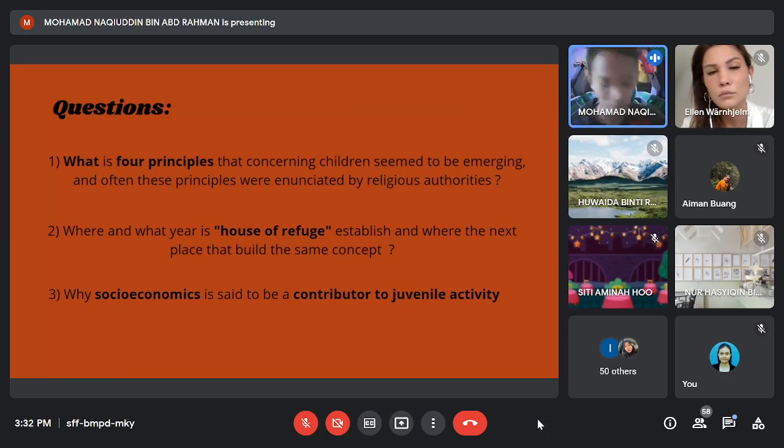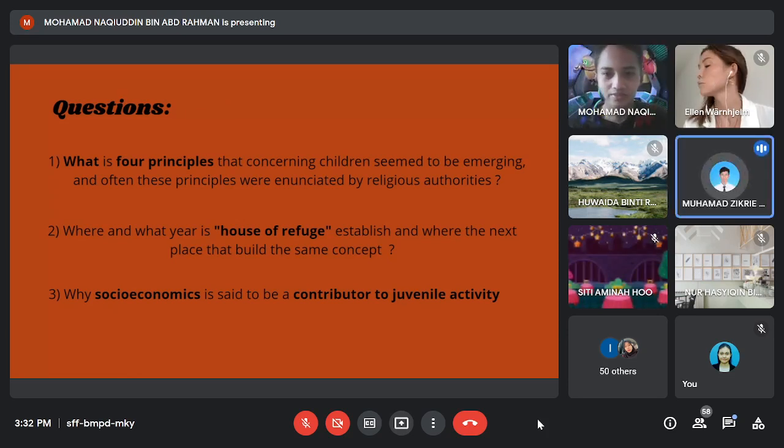Okay, jawapan dia ada kat buku. Okay, bermula daripada ayat several principles concerning children seems to be emerged, and often these principles were initiated by religious authorities. First, so you can try. Saya nak cuba soalan yang pertama. Okay, Zikri. Okay, what are the 4 principles concerning children that seem to have emerged?